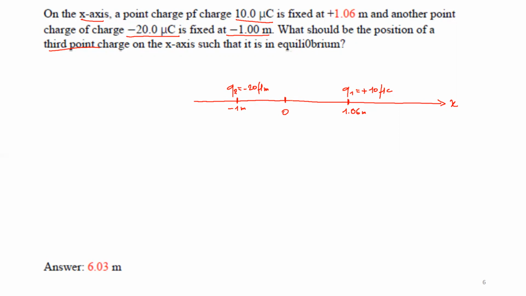Okay. So whether my third charge is positive or negative, it doesn't really matter, because one of these, Q1, will attract it and Q2 will repel it, or either Q2 will attract it and Q1 will repel it. So whatever my third charge is, positive or negative, you will have two competing forces, one attractive force and one repulsive force. So there is a possibility for that third charge to be in equilibrium.